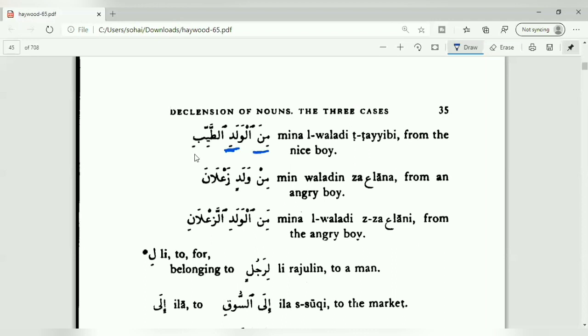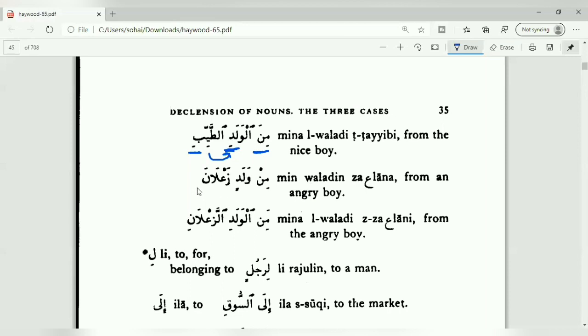Now tayyib, which means nice, so from the nice boy, it's genitive because it's the adjective of al-walad. In the previous two chapters, we learned that the adjective must agree with its qualifying noun in terms of definiteness and in terms of gender. Now we know that it also has to agree with its qualifying noun in terms of case.